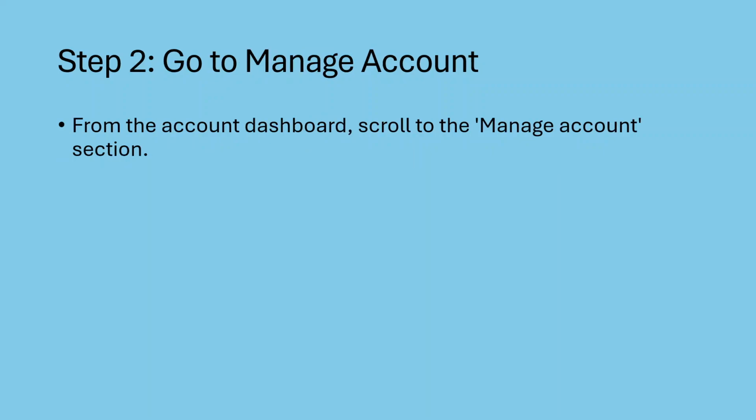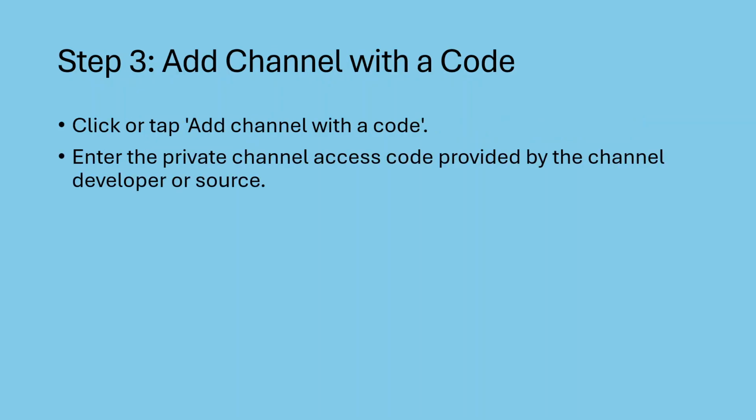Step 2. Go to Manage Account. From the account dashboard, scroll to the Manage Account section. Step 3. Add channel with a code. Click or tap Add Channel with a code. Enter the private channel access code provided by the channel developer or source.